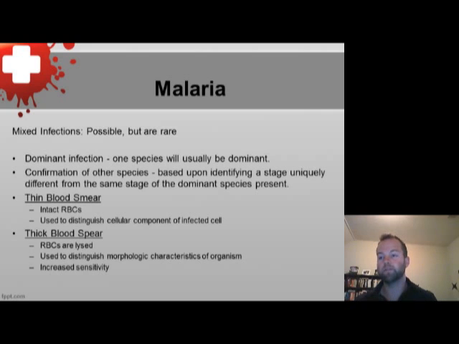A thick blood smear, however, lyses the red blood cells, so you're targeting specifically the organism itself. So it's a little more sensitive. You've lysed the red blood cells, you've removed the cellular debris from those red blood cells, and you're focusing specifically on the organism itself.